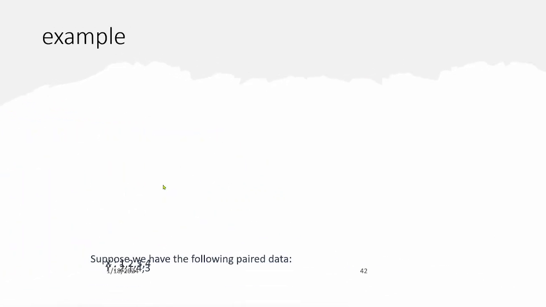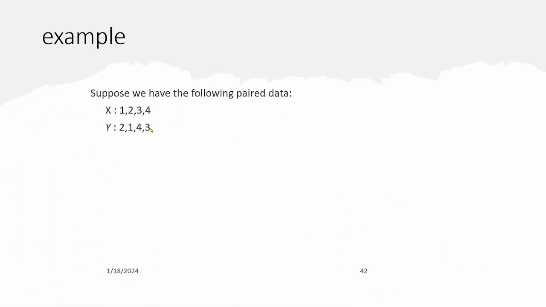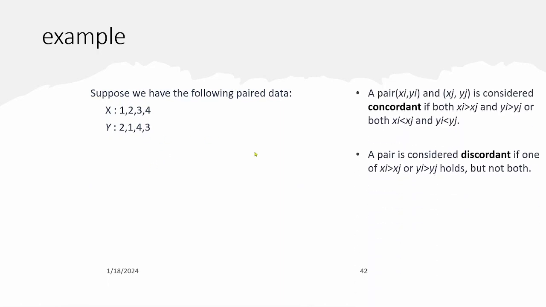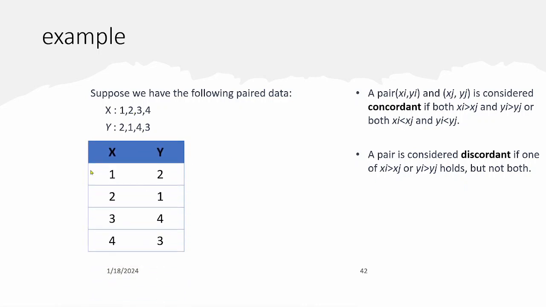Let's look at some examples here. Let's say the data series 1, 2, 3, 4 and 2, 1, 4, 3. Again, whenever the changes are in the same direction, we call it concordant. Whenever the changes are in the opposite direction, that's discordant. So let's put x, y, and these are the values. Let's look at 1 and 2 and 2 and 1.